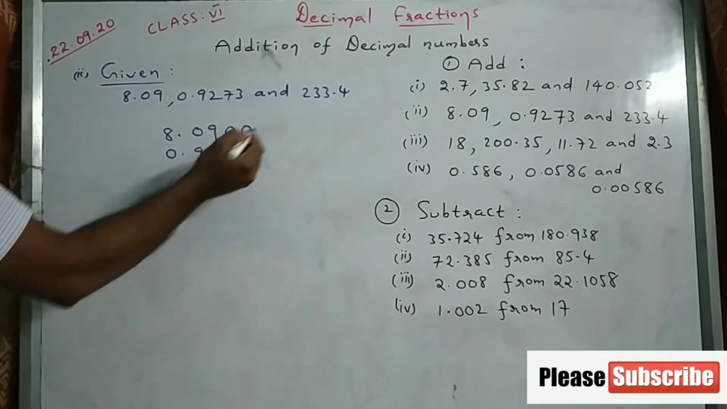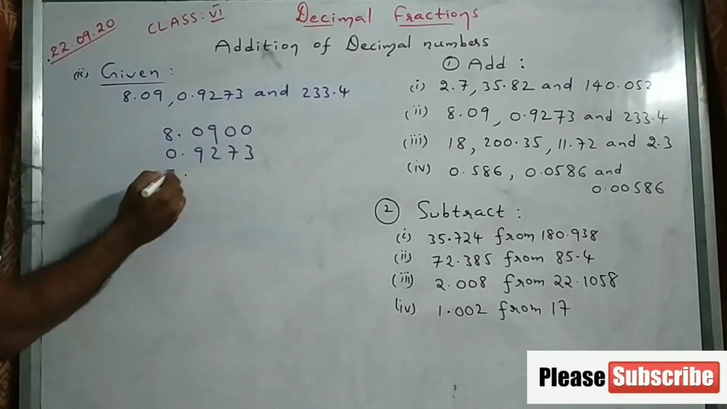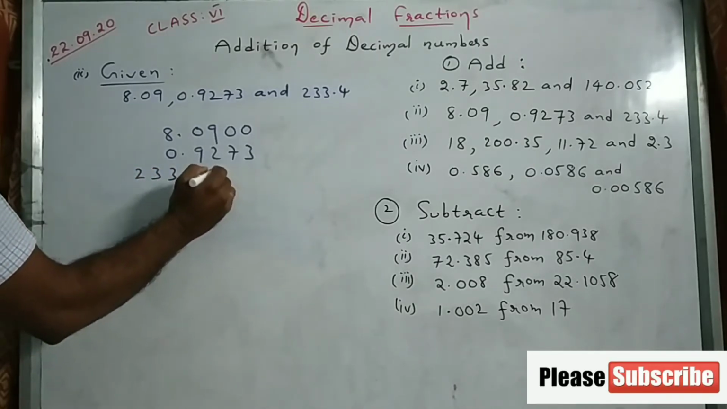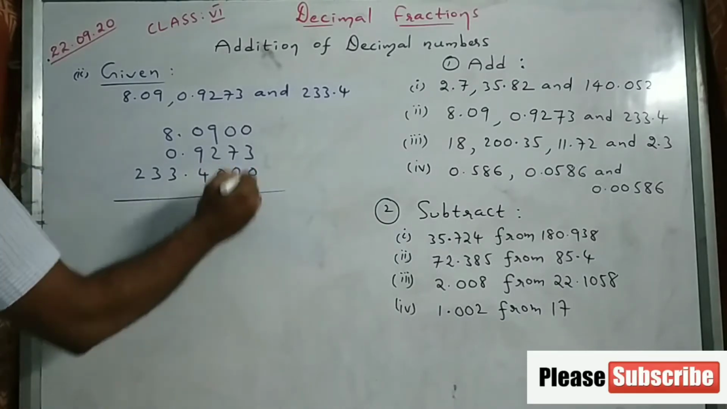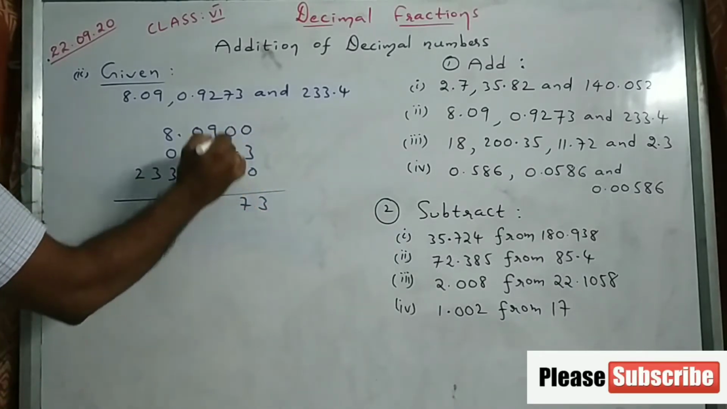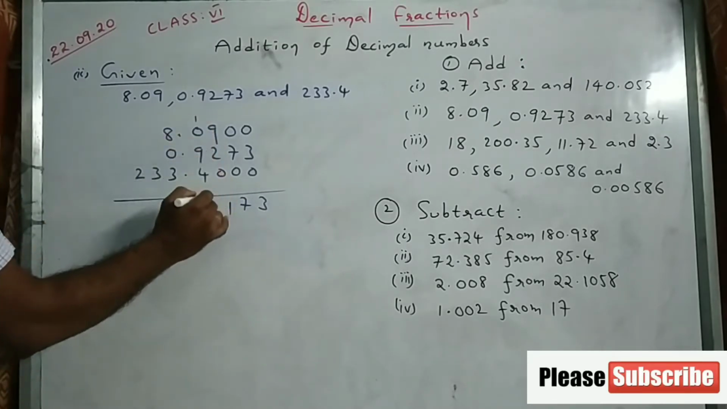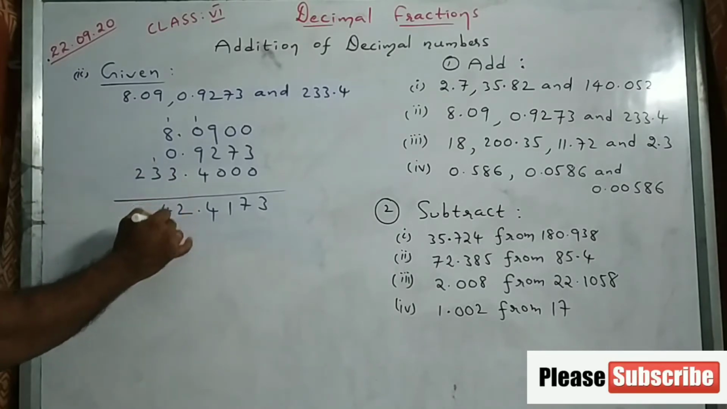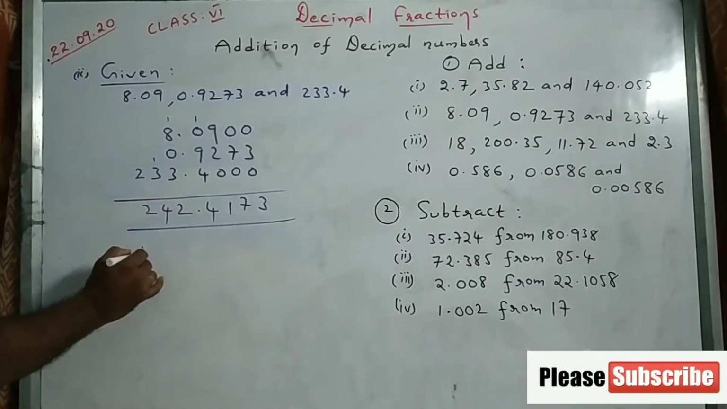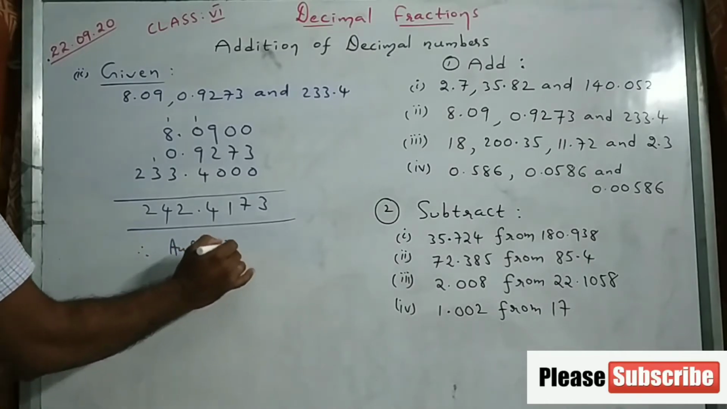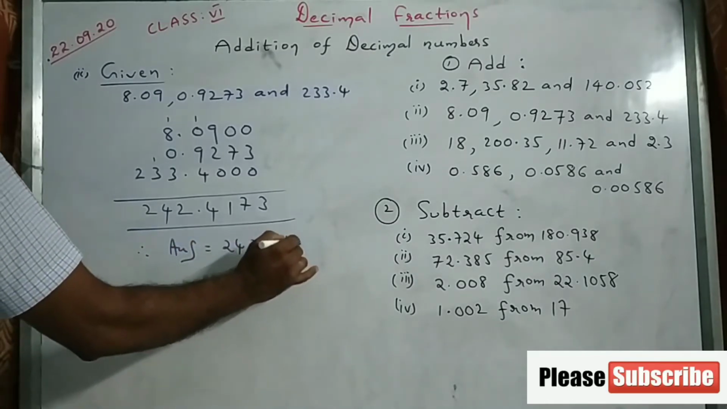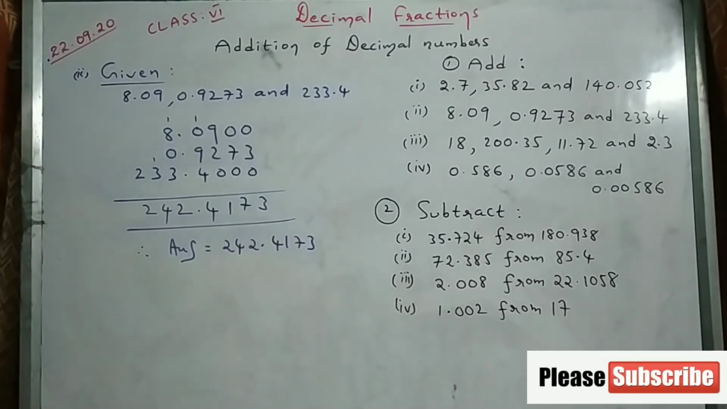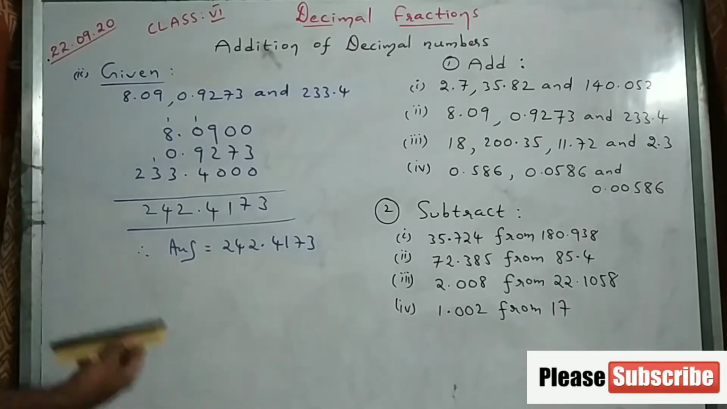Here also keep 0, dot. Before the decimal what do we have? 3, 3, 2, 4, 0, 0, 0. Got it now? 3, 7, 11, 14, 9 plus 3, 12, 4, 2. Therefore the final answer is 242.4173. That is the way we add them. Now see the next question.